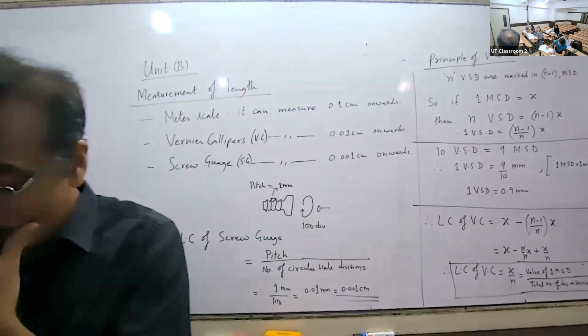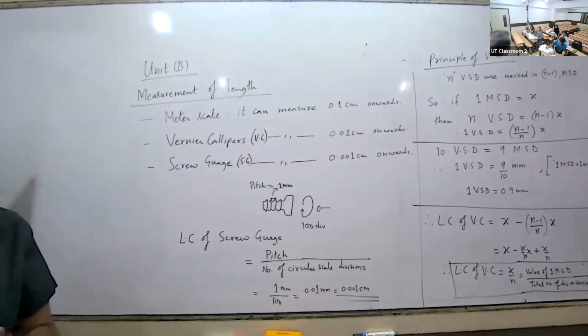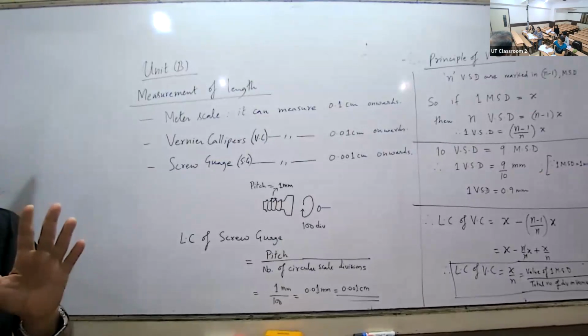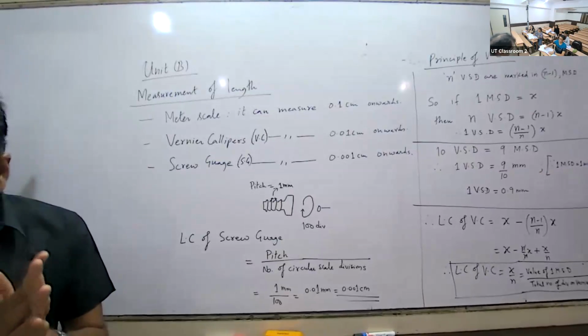Okay. So are you all with me? How to calculate the least count of vernier calipers and the least count of the screw gauge?